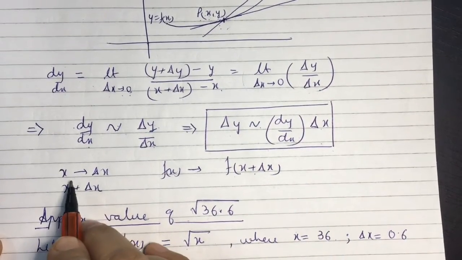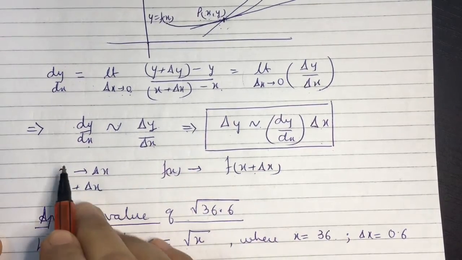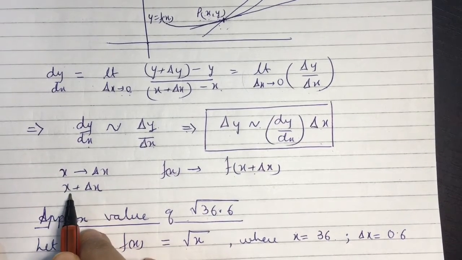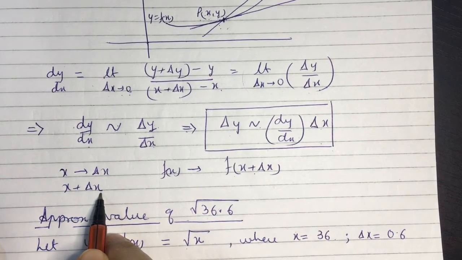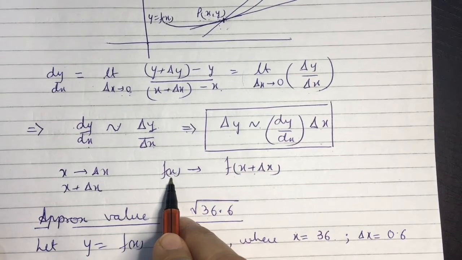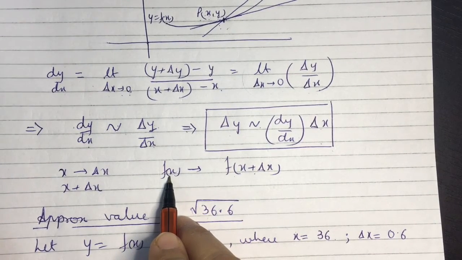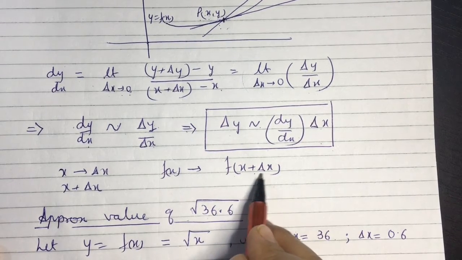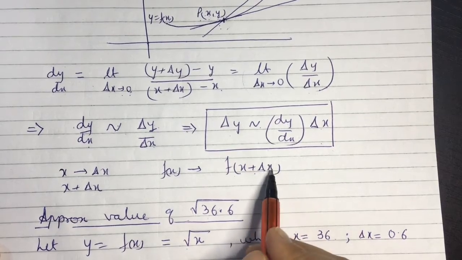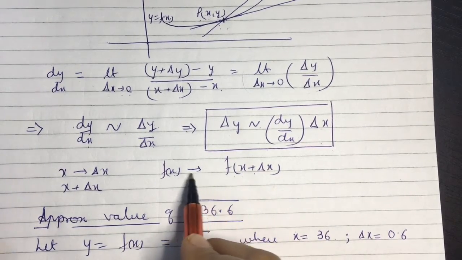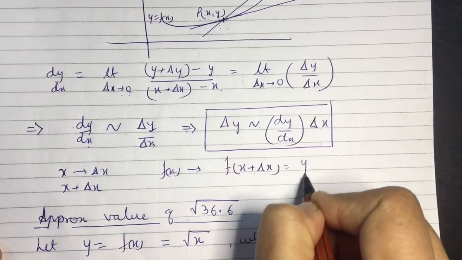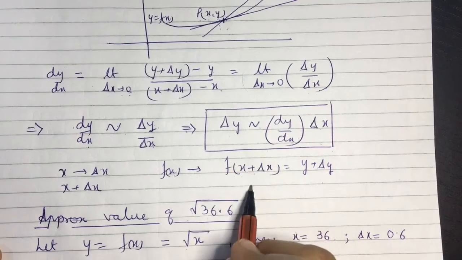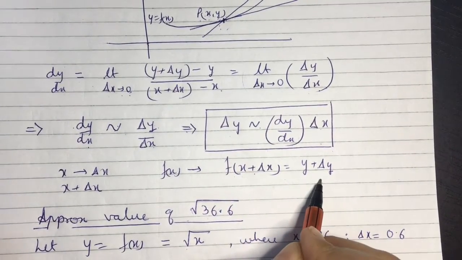Now we have just seen that if we give a small increment delta x to x, so that x becomes x plus delta x, then if we write in terms of y equal to f of x, f of x becomes f of x plus delta x. So you can use any of these notations. Either you can use this, which is equal to y plus delta y, or you use f of x plus delta x. They are one and the same thing.